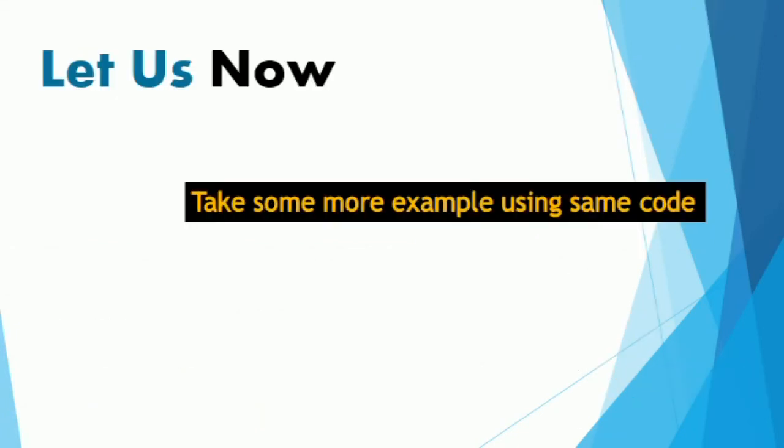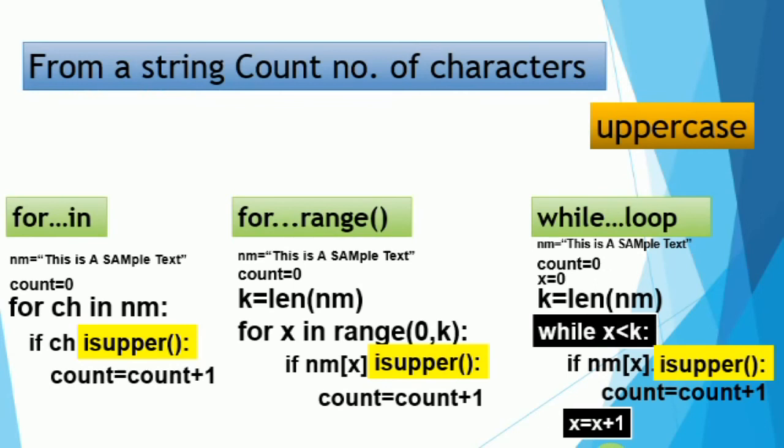Let us now understand some more examples using the same code. I'm using the same code, and here is the coding. From a string, count the number of uppercase characters. So you already know the coding of uppercase for the for, range, and while loop. We already discussed that. For ch, it is going to store ch.isupper, nm.isupper, and nm of x.isupper in the while loop. So how does it work when we change the question?